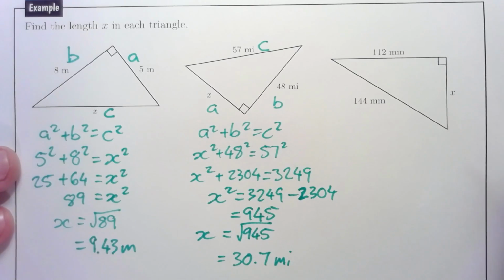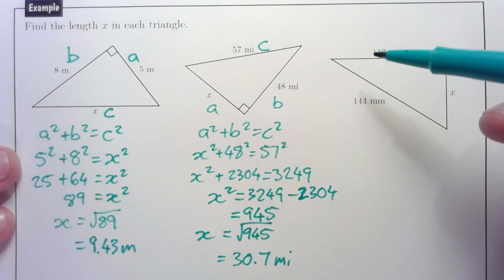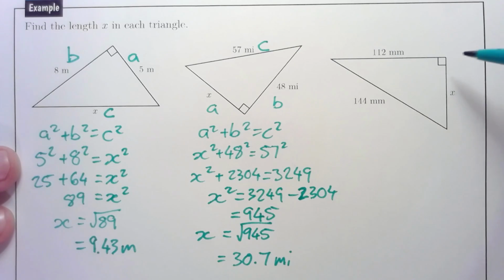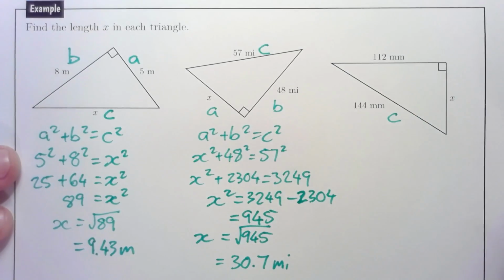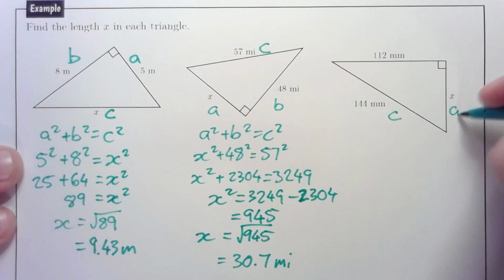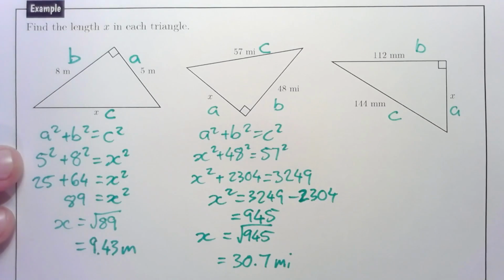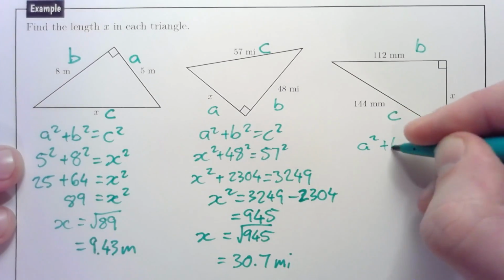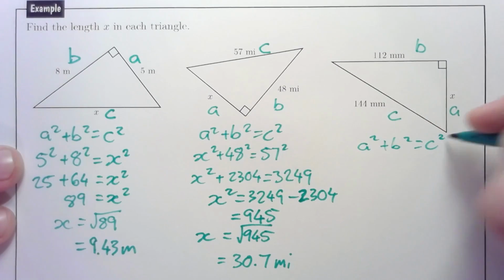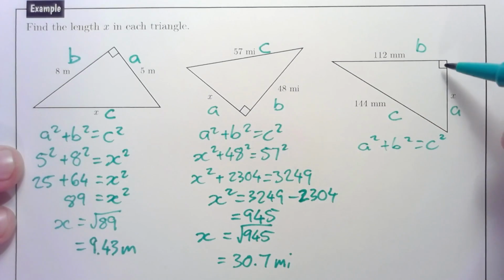For the next question, remember we need to work out which side is the hypotenuse, which doesn't touch the right angle, so this will be the side labelled 144. So that's our C, and then this can be A, and this can be B. So A squared plus B squared equals C squared. Again, we know this is true because this is a right angle, so this is a right triangle.